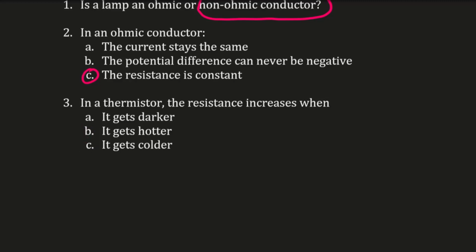And question number 3, in a thermistor, the resistance increases when does it get darker, hotter, or colder? Well, the thermistor is linked to temperature, so it's not going to be A. It's not when it gets darker. That's to do with a light-dependent resistor. But a thermistor, the resistance actually increases when it gets colder. Okay, so the resistance of the thermistor and the temperature have a negative relationship or a negative correlation. And so what that means is that whenever the temperature increases, the resistance will decrease, and vice versa. Whenever the temperature decreases, the resistance increases.